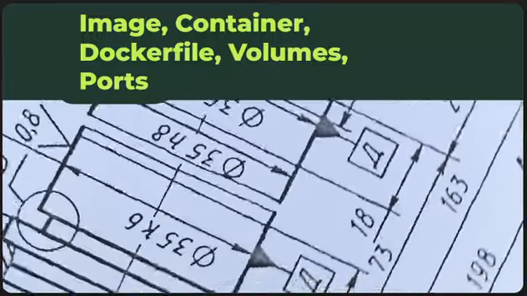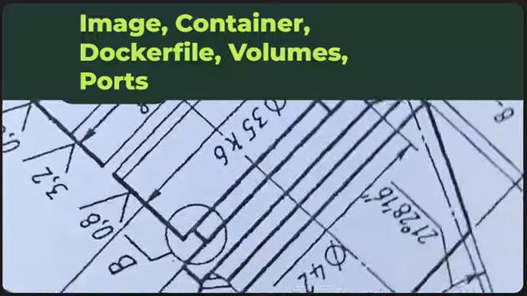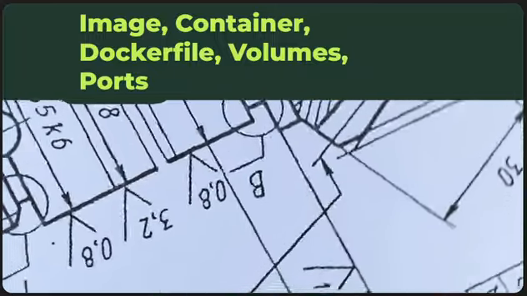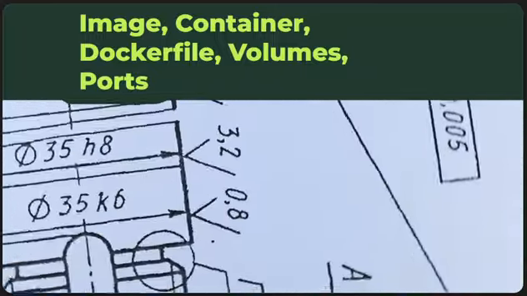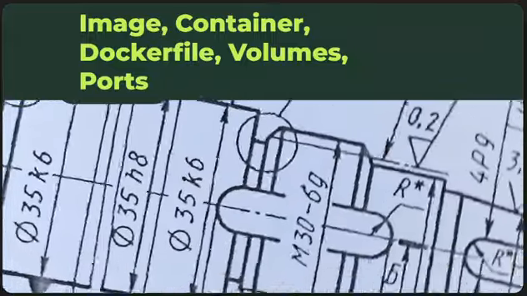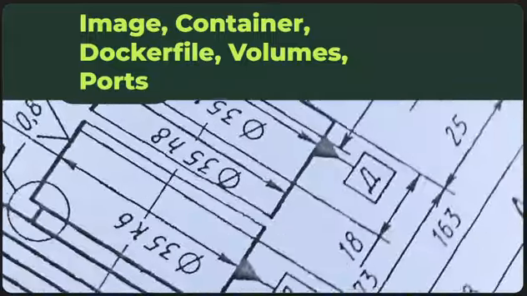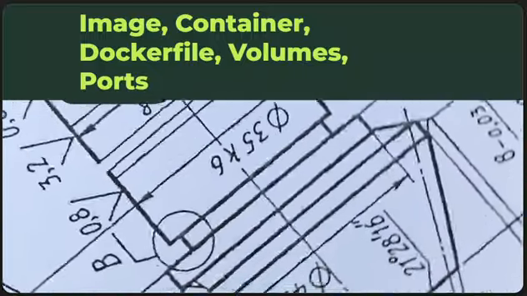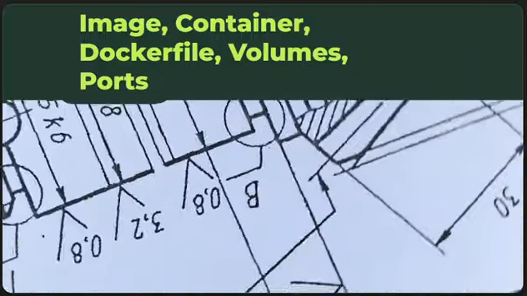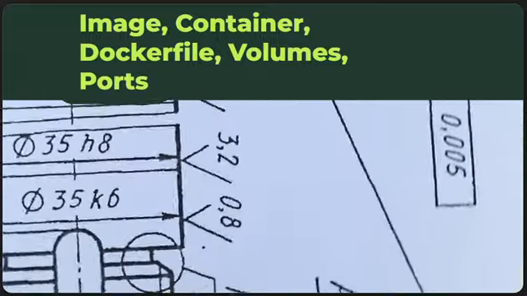Now, on to essential Docker terms. A Docker image is your blueprint, a snapshot of your app plus everything it needs. For example, Node 18 or Python 3.11 are images. When you run an image, it becomes a container. Think of the image as your recipe, and the container as the finished dish.